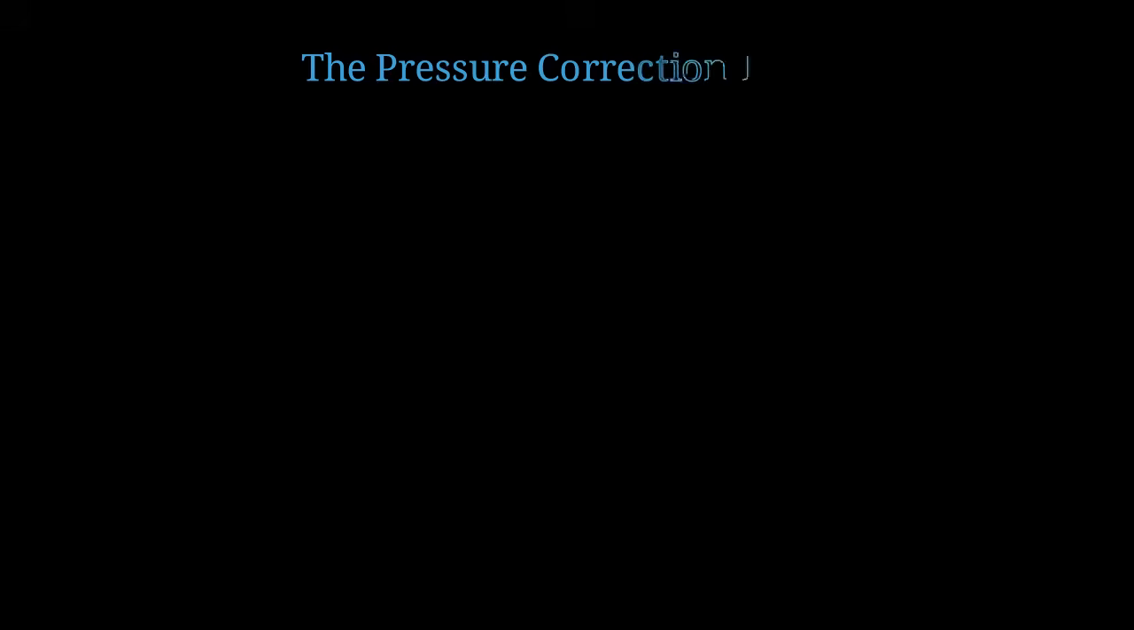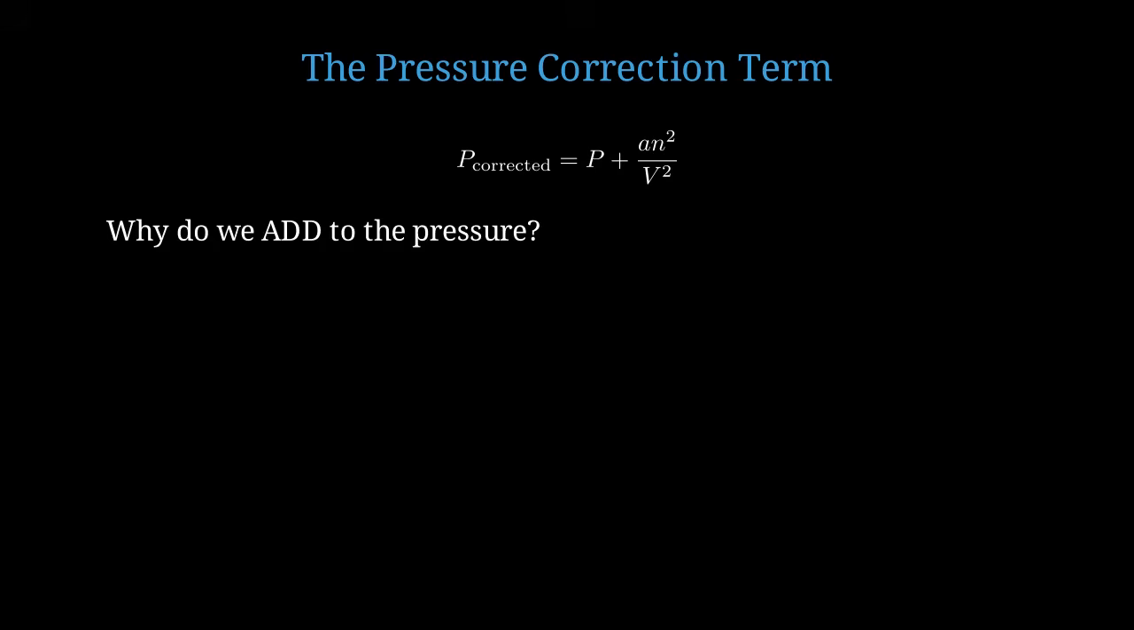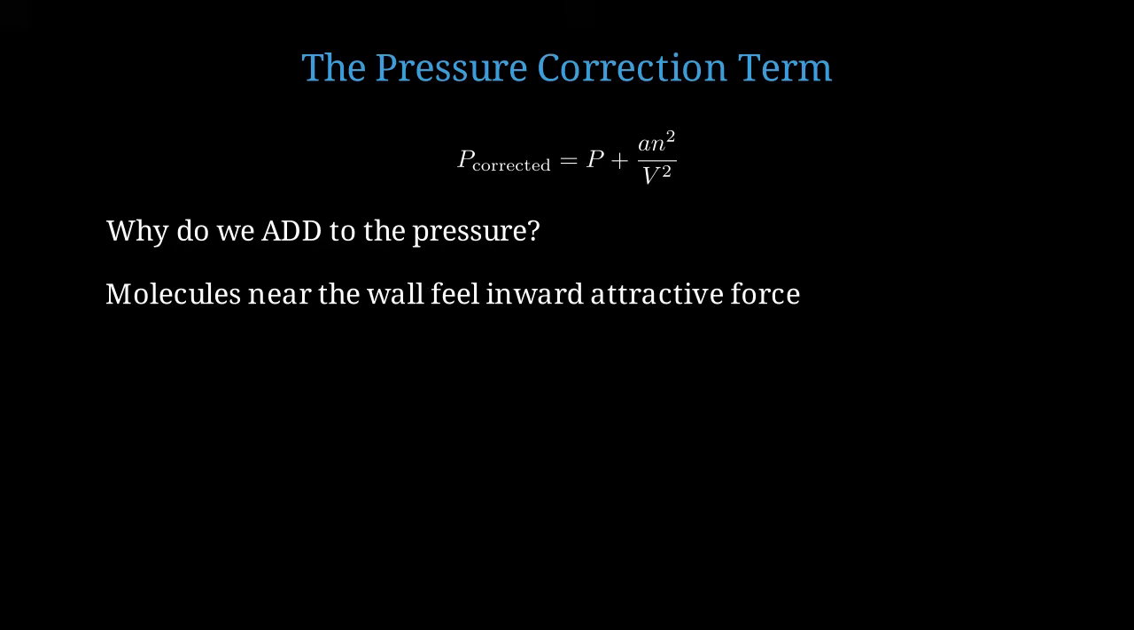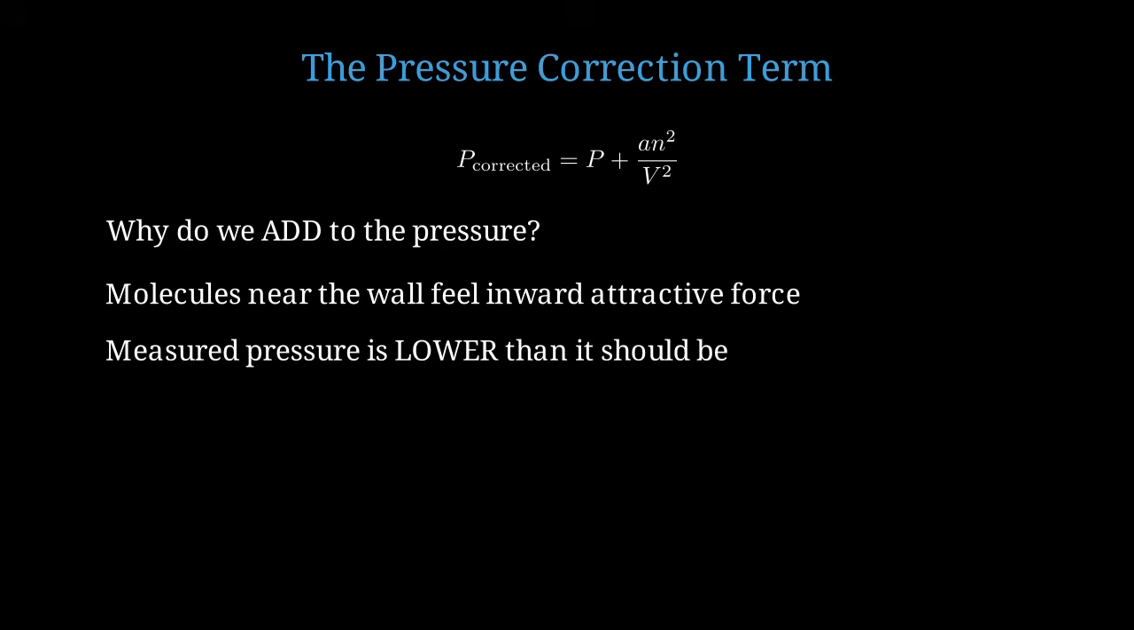First, let's examine the pressure correction term. The corrected pressure equals the measured pressure P plus A times N squared divided by V squared. This is subtle. Why are we adding to the pressure? Think about what's happening at the molecular level. Molecules near the container wall feel an inward attractive force from all the other molecules behind them. This reduces the force they exert on the wall. So the pressure we measure is actually lower than the pressure the gas would exert if there were no intermolecular forces. We need to add a correction to account for this.